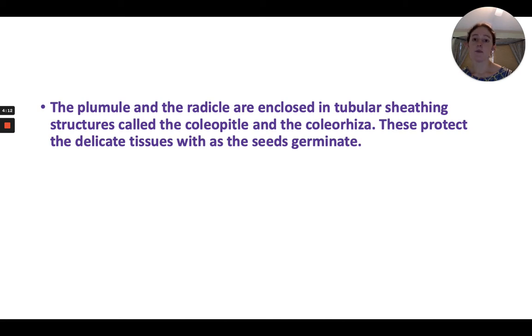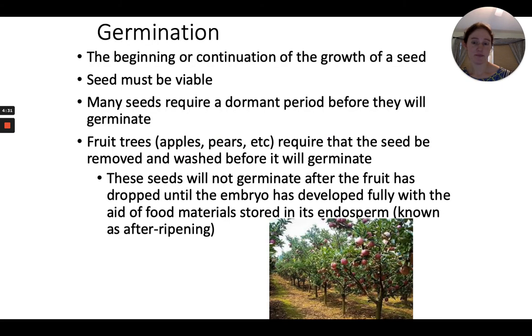The plumule and the radicle are enclosed in tubular sheathing structures called the, and I'm really bad at pronouncing these words, coleoptile and the coleorhiza. These protect the delicate tissues within the seeds as they germinate.